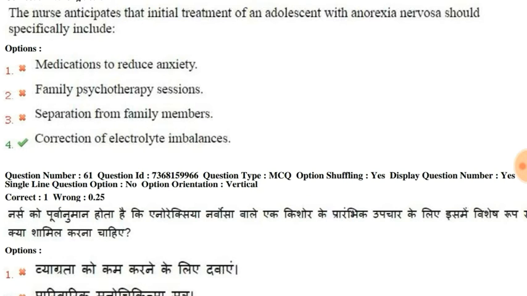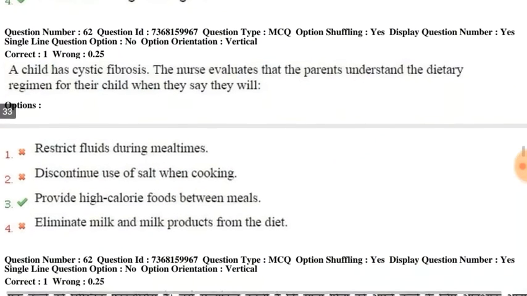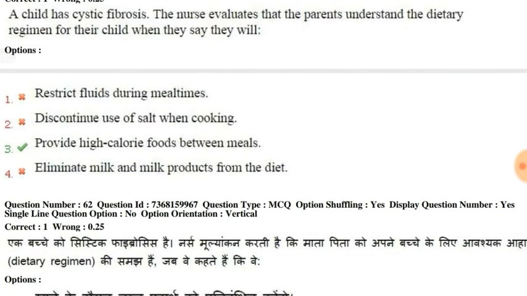Next question is, the nurse anticipates that initial treatment of an adolescent with anorexia nervosa should specifically include. There are four options and the correct answer is the fourth one, that is correction of electrolyte imbalances. Next question is, a child has cystic fibrosis. The nurse evaluates that the parents understand the dietary regimen for their child when they say they will. The answer is the third one, that is provide high calorie foods between meals.